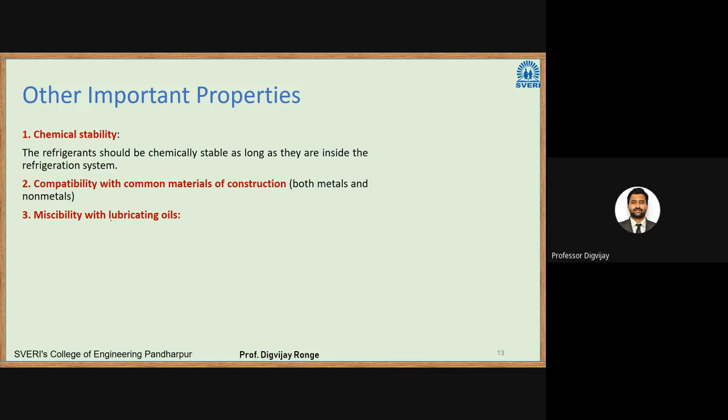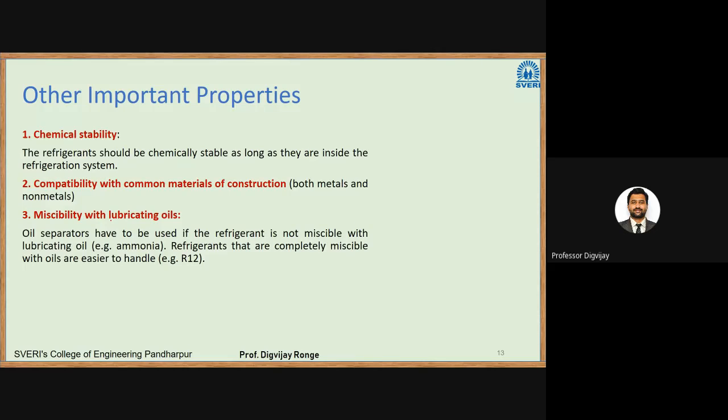Third is miscibility with lubricating oil. Oil separators have to be used if the refrigerant is not miscible with lubricating oil, for example ammonia. Refrigerants that are completely miscible with oils are easier to handle. Here oil means the oil in the compressor. If in any case the refrigerant comes in contact with the lubricating oil of the compressor, it should not create any other reaction and form a product. So they should be easily miscible in that oil.